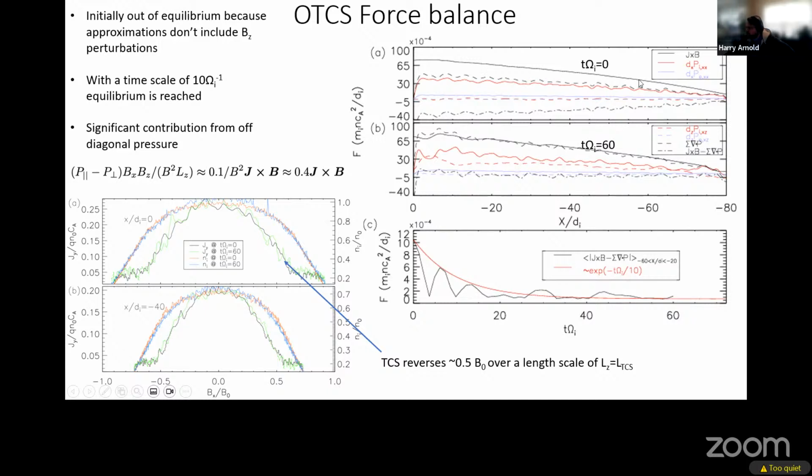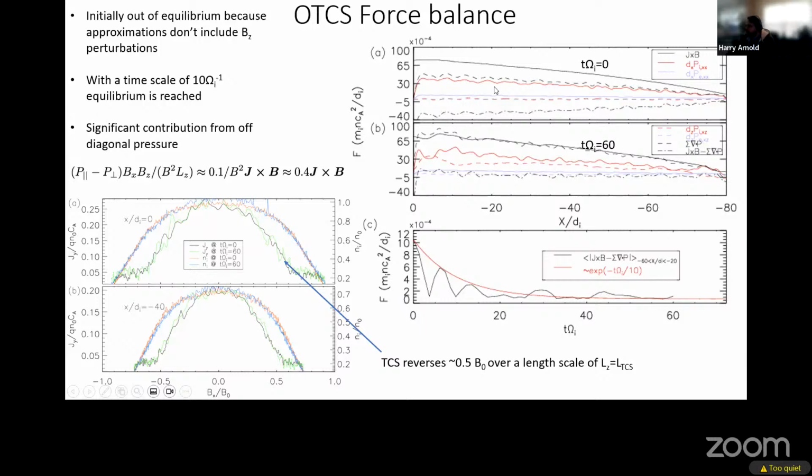So this solid black line, this is the J cross B force that we're trying to balance. So this is balancing, this will give us a nice long thin current sheet, and that's what we want. The solid red line is the contribution to force balance from the isotropic part of the ion pressure tensor. And the solid blue line is the same for the electrons. So if this were a Harris current sheet, you would just have the solid blue line and the solid red line, and that would be it. And that's what we have at this time. But in fact, we're not in force balance, right?